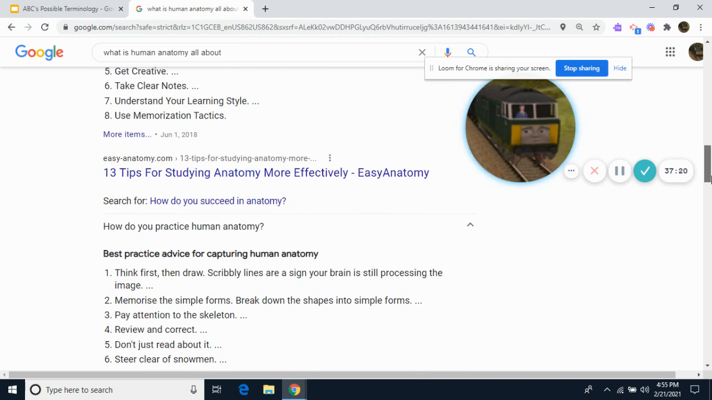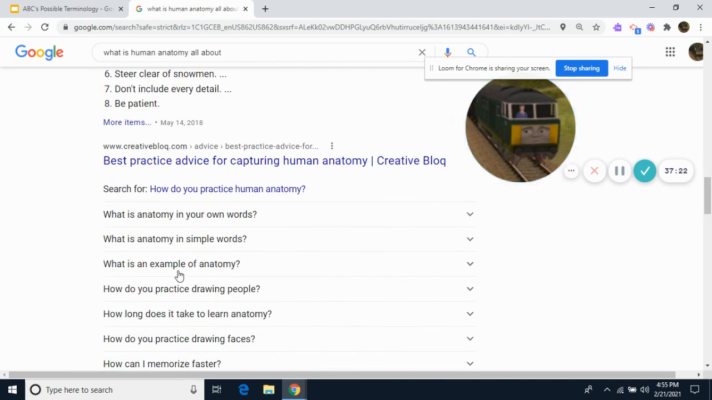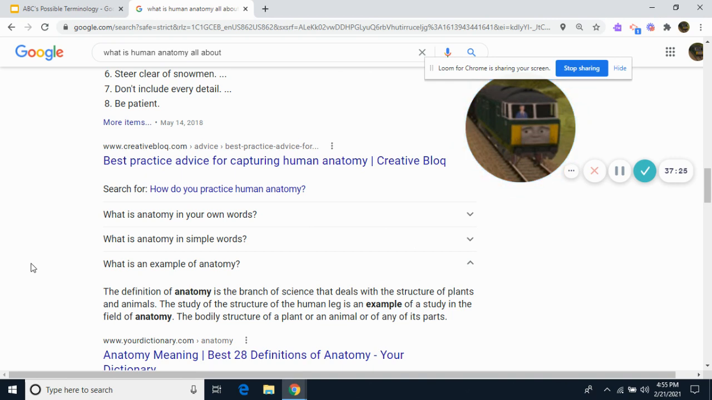All right, last question. What is an example of anatomy? The definition of anatomy is a branch of science that deals with the structure of plants and animals. The study of the structure of the human leg is an example of a study in the field of anatomy. The bodily structure of a plant or an animal or of any of its parts.